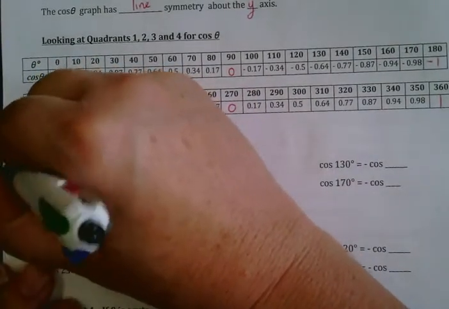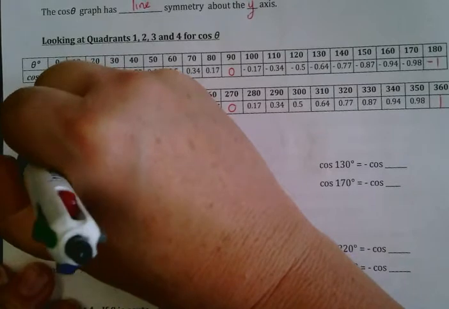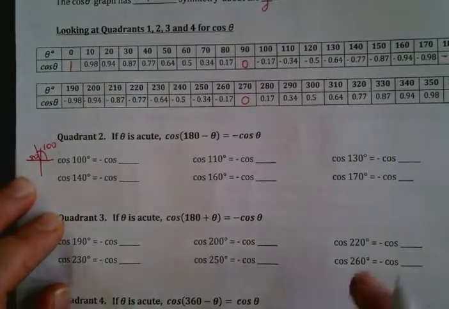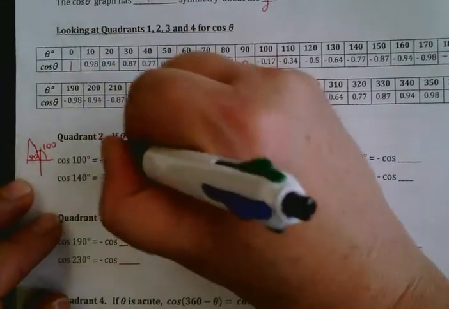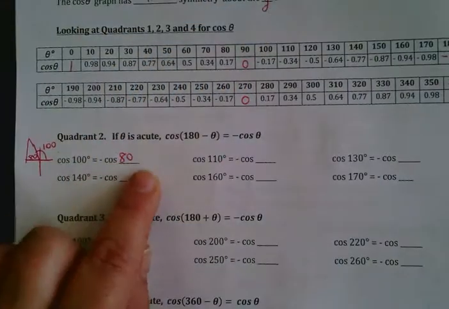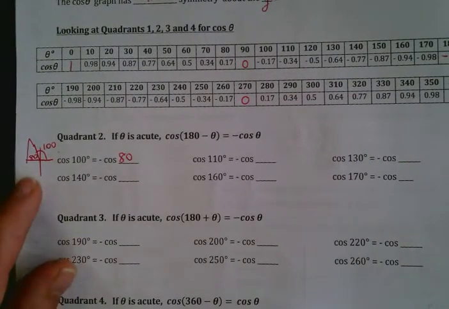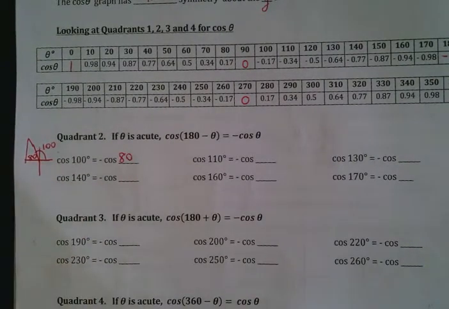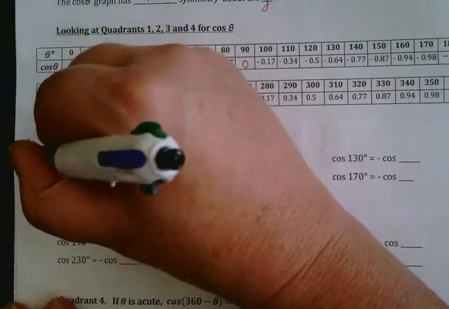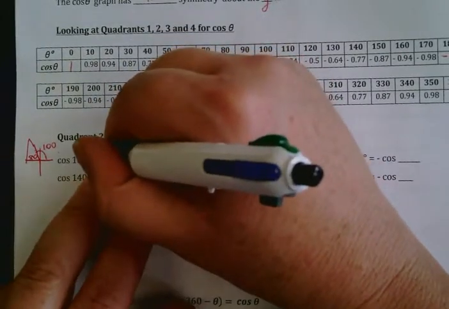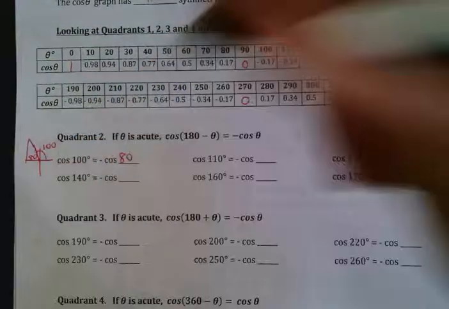Now, in quadrant 2, let's go. Here's 100. I'm not interested in the 100. I'm interested in the little bit that touches the x-axis, which is 80. It'll be negative cos 80. Why is it negative? Because cos is negative in quadrant 2. So when we talk about cos 100, I'm not interested in the obtuse angle. Give me the related acute angle. So you draw 100 from here, and then you say, yep, I've got 80 left. But we know that cos is negative in quadrant 2, so it's negative cos 80.